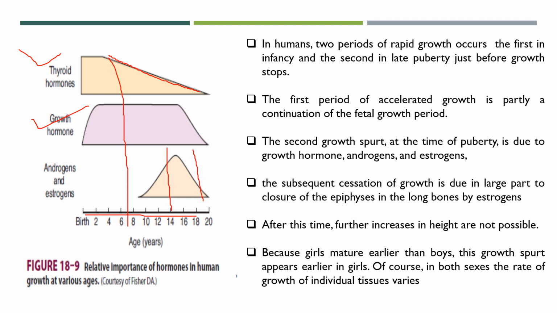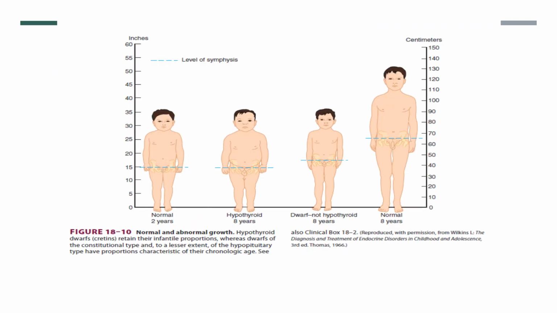In hypothyroid dwarfism, you can see that they maintain an infantile proportion. This is a normal proportion at 2 years. At 8 years, the proportion, meaning the ratio between the upper extremity and the lower extremity, is maintained the same. But here this 8-year-old boy is also a dwarf, yet the proportion is like the adult type. The proportion is not infantile type. So in case of hypothyroidism, the infantile proportions will be maintained.